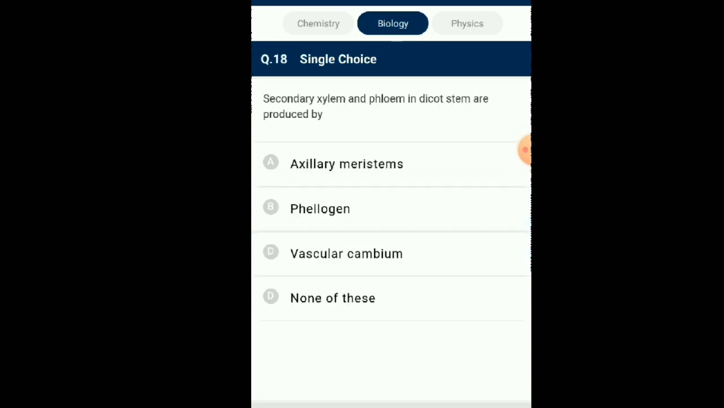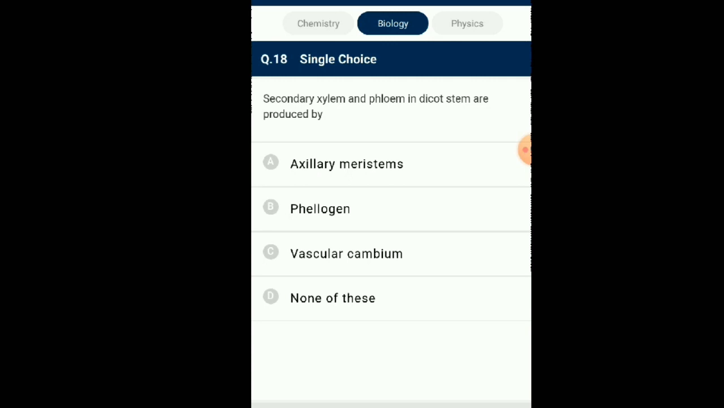Question number 18. Secondary xylem and phloem in dicot stem are produced by. Vascular cambium is present in between the primary xylem and phloem. The part of the vascular cambium in between xylem and phloem is intrafascicular or fascicular cambium. At the time of secondary growth, the parenchyma cells of medullary rays between the vascular bundles become meristematic and form a strip of cambium called interfascicular cambium, which is secondary in origin.